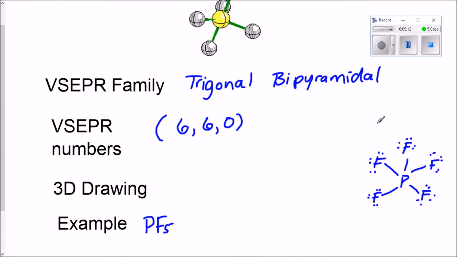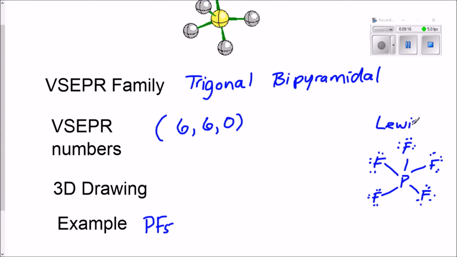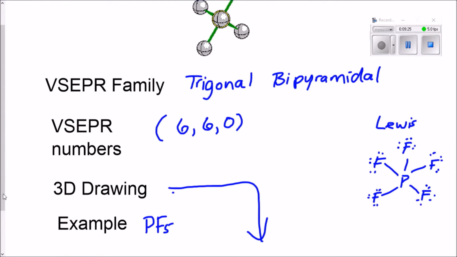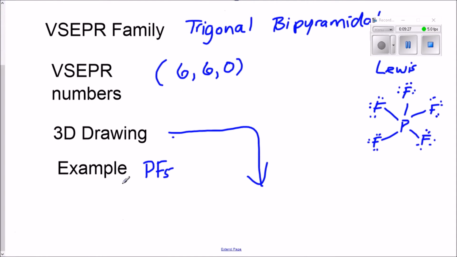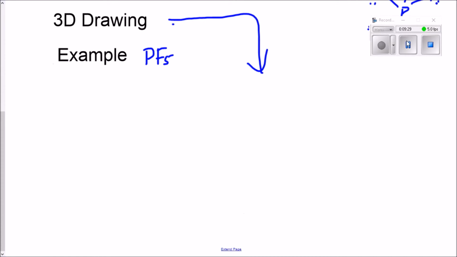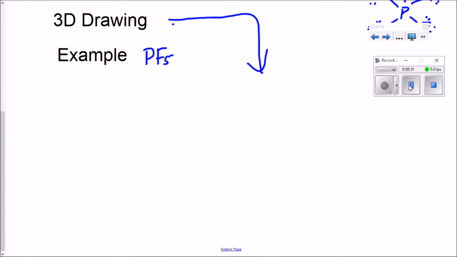So here is the Lewis structure right here. This is the Lewis dot diagram, but is that a good three-dimensional representation of what's happening up here in our 3D diagram there? Well, to show the 3D drawing, I'm going to show it down here as well. What we need to do is understand we have to draw that three-dimensionally.